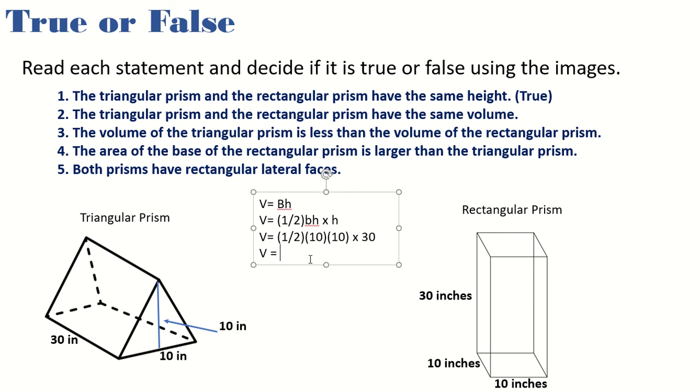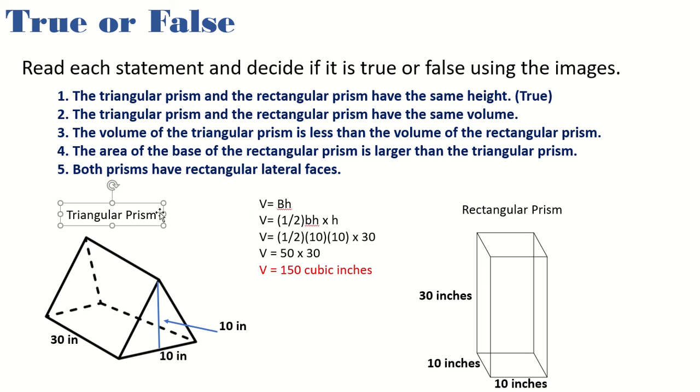What's half of 100? 50. Then I'm going to take that area, so that's the area of the base. The 50 is the area of the triangle, which is the big B. Now I'm going to multiply by the height of the prism, which is 30. And 50 times 30 is 1,500. And remember, it's cubic inches. Okay, so that's our final answer for the volume of the triangular prism. I'll put this in red. Now I'm going to find the volume of the rectangular prism here.